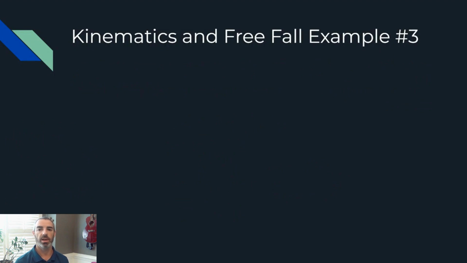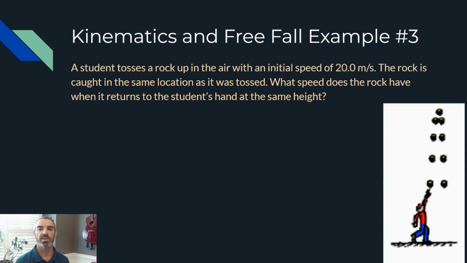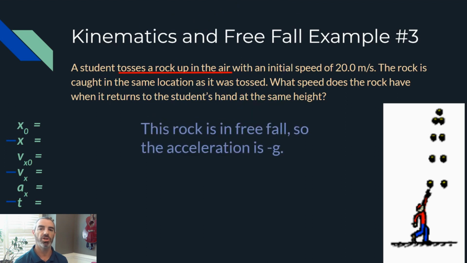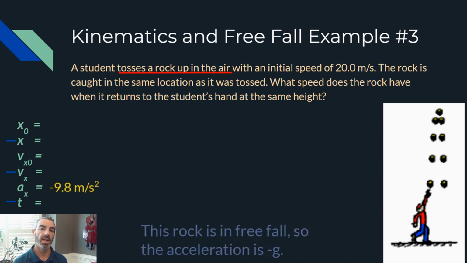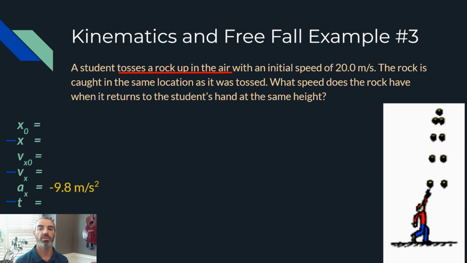Looking at a third example, same situation. Again, we're going to take into account that we know none of the previous information. Knowing that this is a kinematic problem, we're going to list our 6 variables again. We're going to put the dashes in front, and the rock being tossed into the air means that the acceleration is negative g. Again, negative because we're assuming that up is positive. This 20 meters per second is a positive velocity upward.